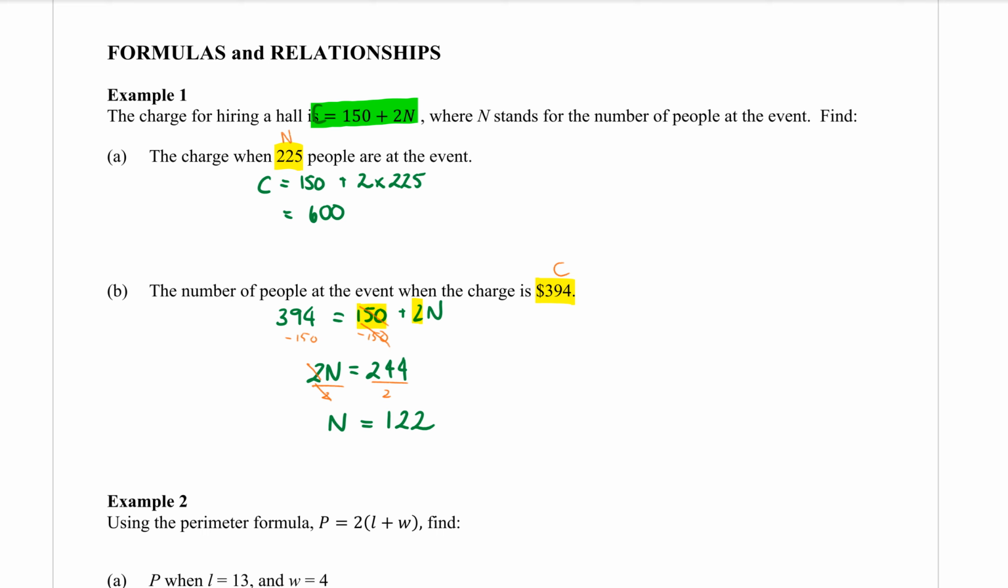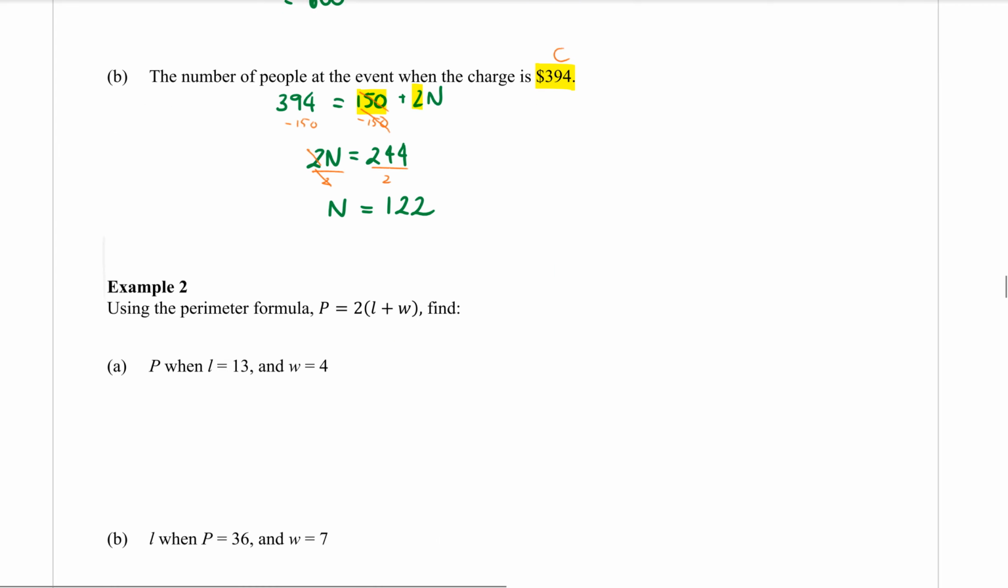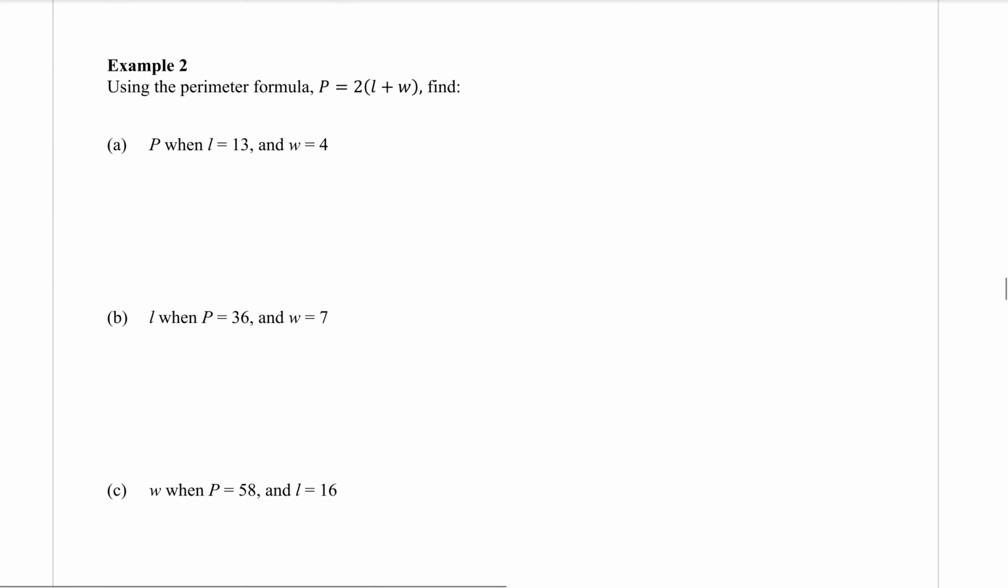All right, let's do question 2. Using the perimeter formula, P equals 2 bracket L plus W, which by the way would be how to find the perimeter of a rectangle. Find P if L equals 13 and W equals 4. So we're substituting those into that equation. I don't know P, so P stays in there.